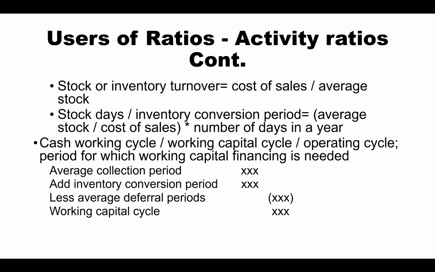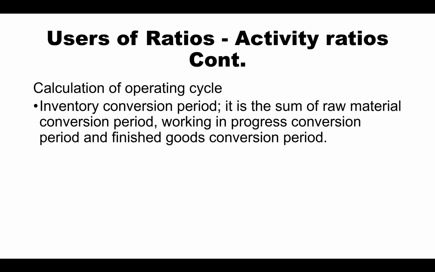Also, we look at the cash working cycle or the working capital cycle. You can also call it the operating cycle. This one is the period for which working capital financing is needed. So they have the working capital cycle, they have the investment in working capital. So we start with its format. We have the average collection period. You have to add the inventory conversion period. Then you less the average deferral period to get the working capital cycle. So that is the format. Then we also have the calculation of the operating cycle. So you have to know how to calculate the operating cycle.